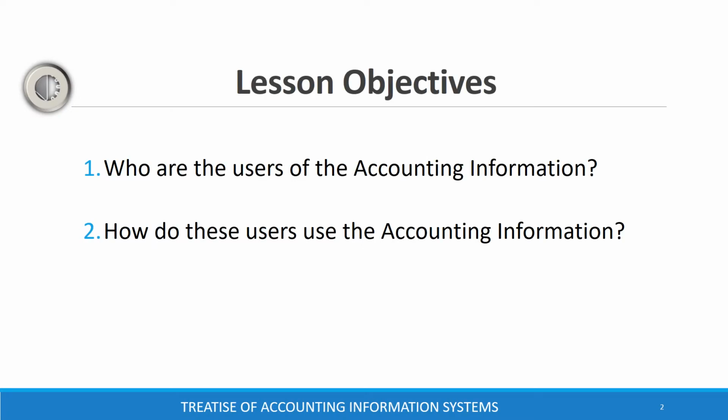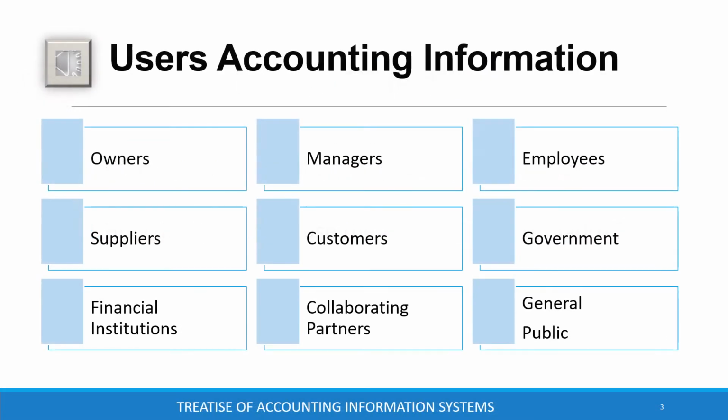The lesson's objectives are to know who are the users of accounting information and to understand how these users use accounting information. There are 9 categories of users of accounting information. That is, owners, managers, employees, suppliers, customers, government, financial institutions, collaborating partners, and general public.